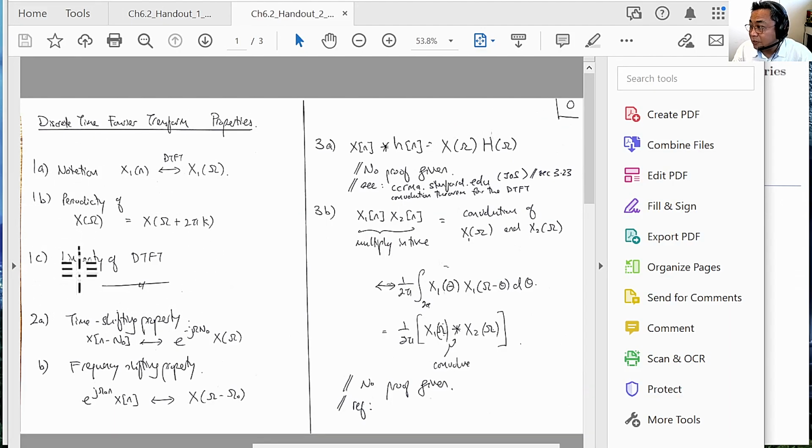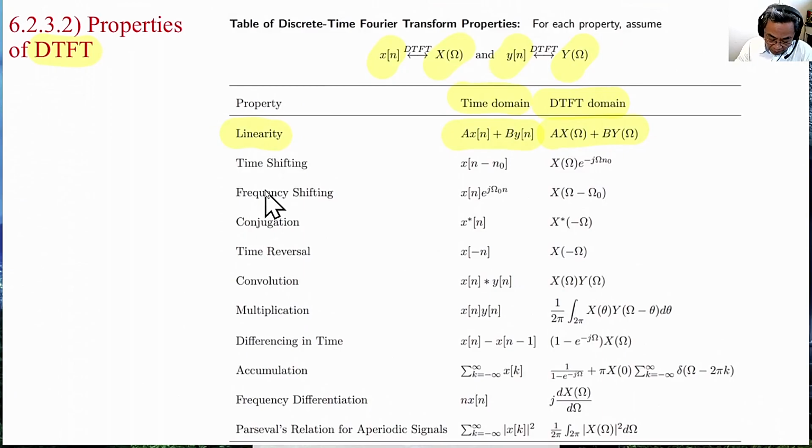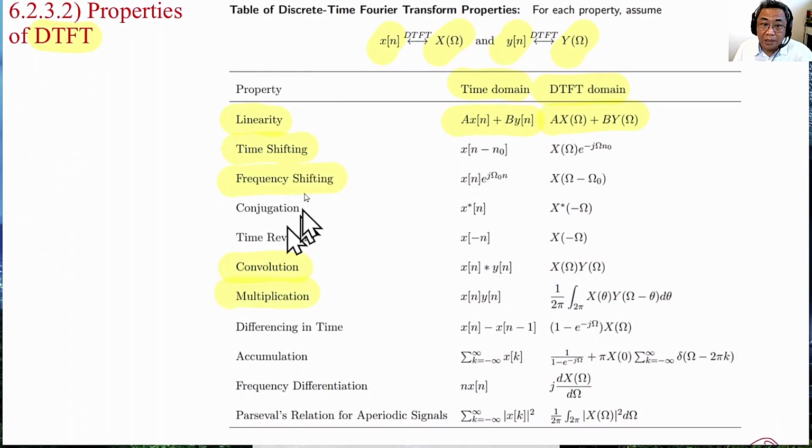I've done some of the properties over here, 1, 2, and 3, only some of them, because as engineers, we are basically more interested to use the properties than to prove them, although we'll prove some of them. Alright, I'll highlight all those that are needed in our course. So we need at least these 5.